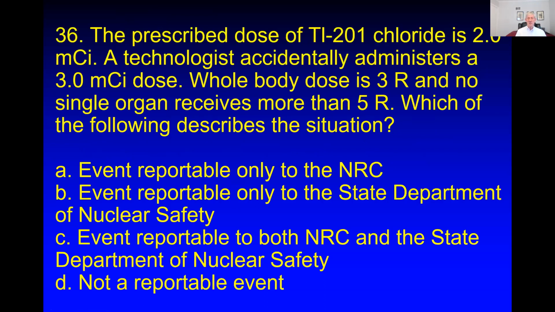Prescribed dose of thallium for a particular patient is 2 millicuries. The technologist accidentally administered 3 millicuries. Now, that's a 50% overdose, right? You know that that's an event, but you can't determine until you take a look at radiation dose whether it's a reportable event or a recordable event. We know it's an event. Wrong drug, wrong dose, wrong route, that's an event. But look at this. The whole body dose was 3 rems, and no single organ picked up more than 5 rems. What was that? Is that an event reportable to the NRC?